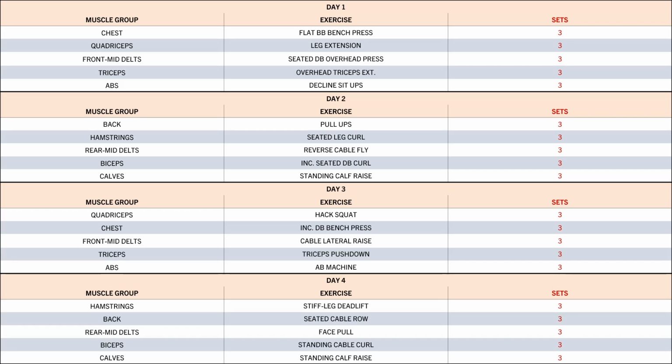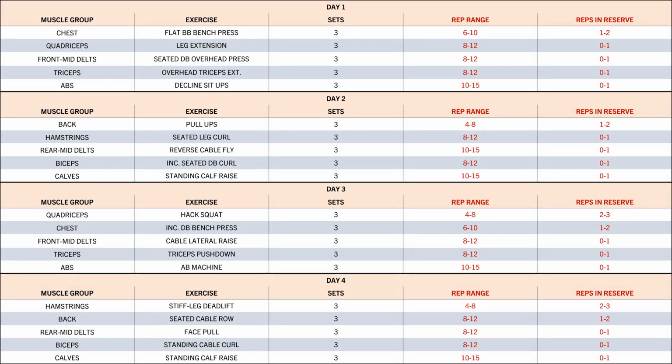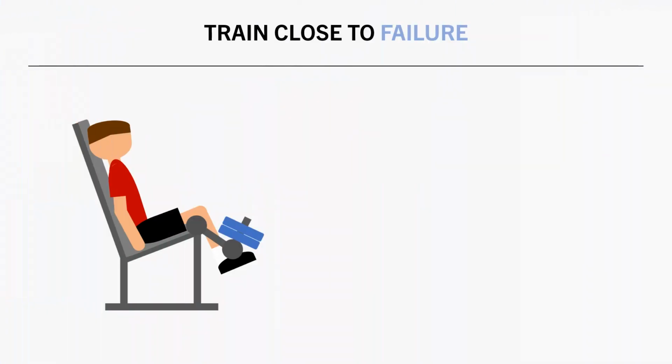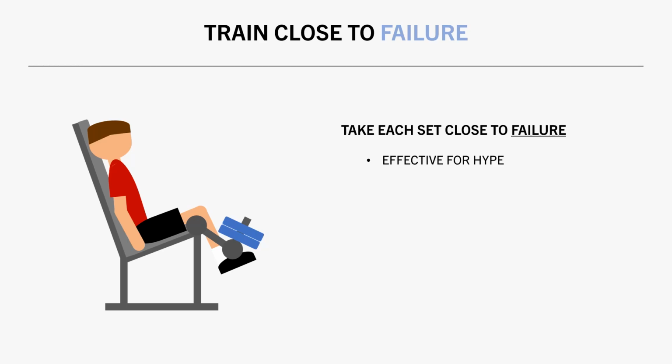And if you want to be even more specific, you could plan the approximate rep ranges you want to work within and the specific proximity to failure you want to train to. Once we have a general training plan in place, the next important consideration is to train close to failure. This essentially just means that we take each set fairly close to failure rather than to aim for a specific number of reps. By doing so, we are essentially making each set maximally effective, regardless of the exact load or number of reps we achieve.